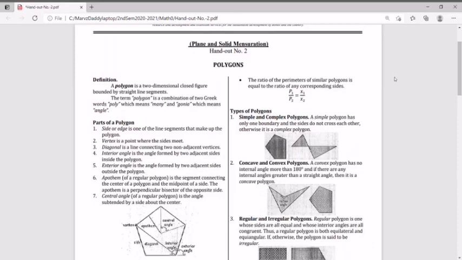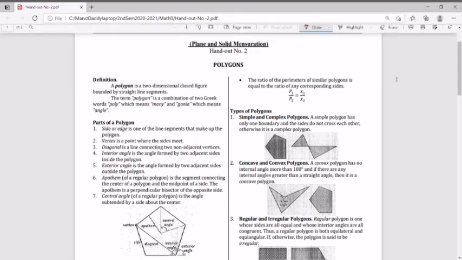Okay, good day, everyone. I will discuss to you now our second handout, which is all about polygons.